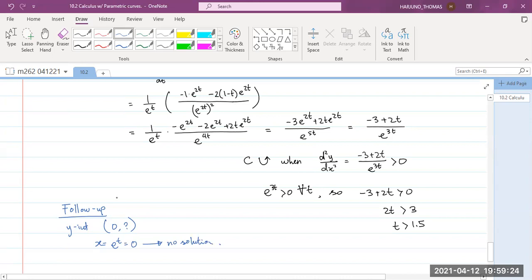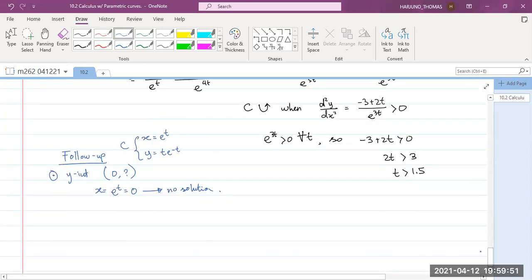Okay, remember our curve is given by x equals e to the t, y is t e to the negative t. Is it right? So when we try to find the y-intercept, we set x equals 0. There's no such t. So we won't have a y-intercept for this curve.